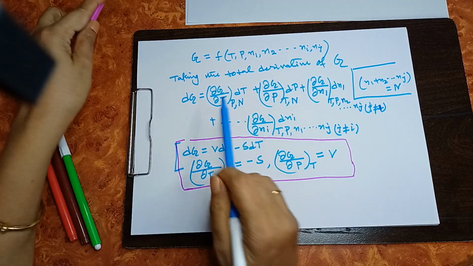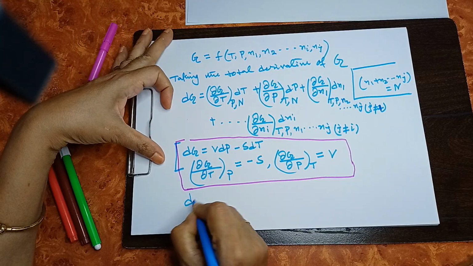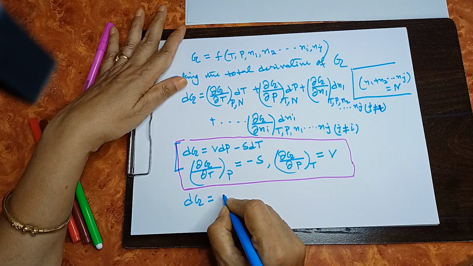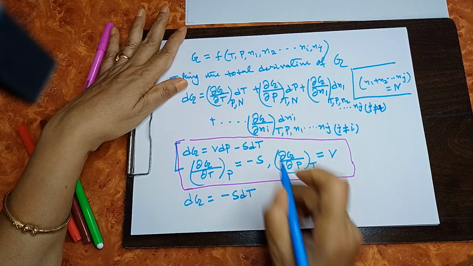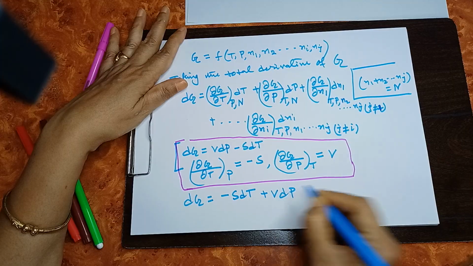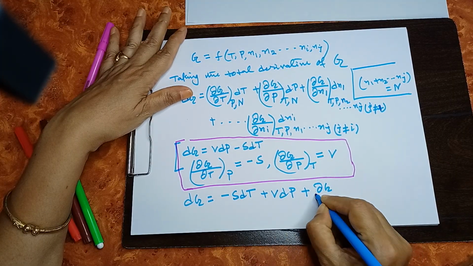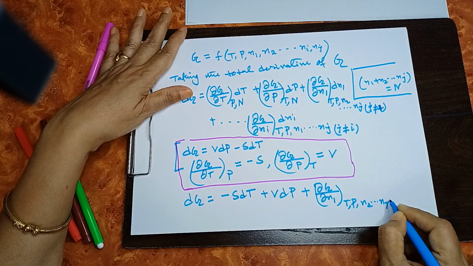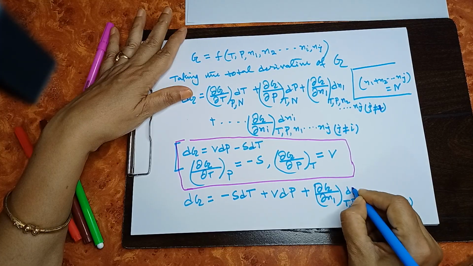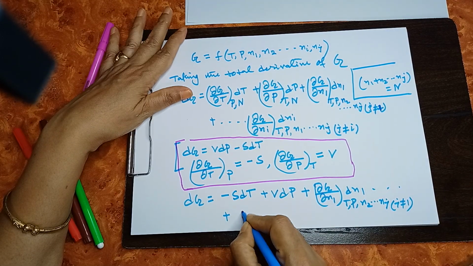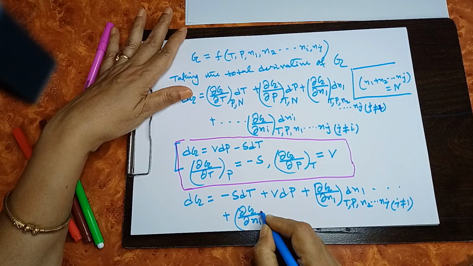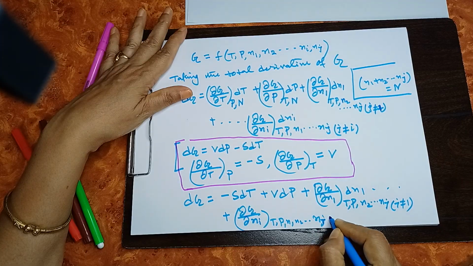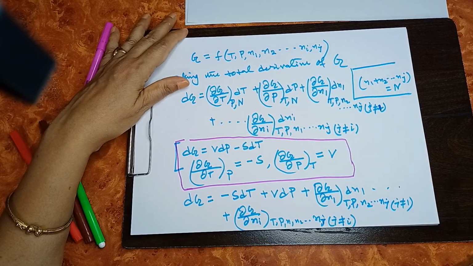So what can I write from this equation? I can write dG is equal to del G by del T, that is the change of G with respect to temperature, that is minus S, so minus S dT, plus V dP, plus del G by del N1 at constant temperature, pressure and the other components Nj, with j not equal to 1, dN1, plus del G by del Ni at constant temperature, pressure, N1, N2 up to Nj, with j not equal to i, dNi.